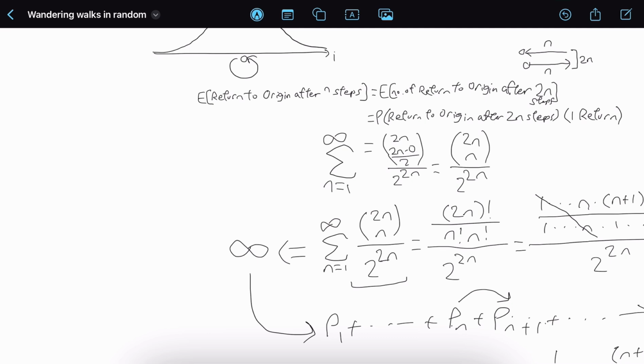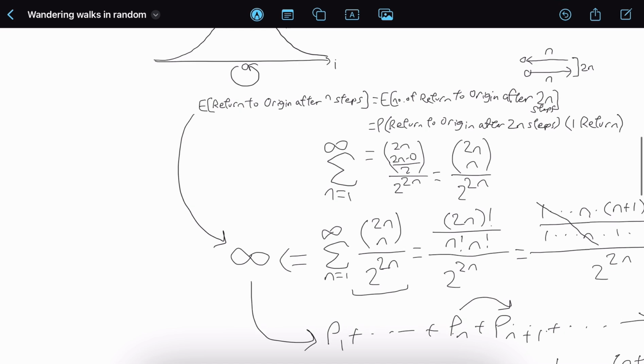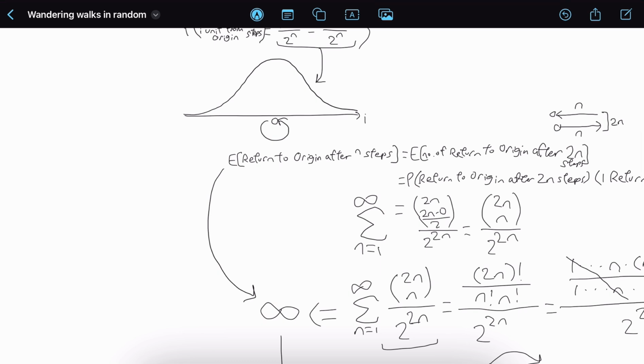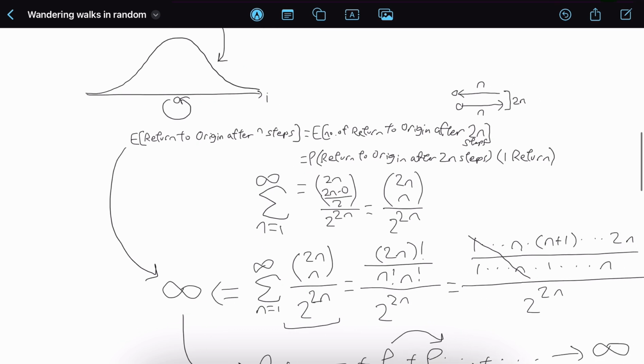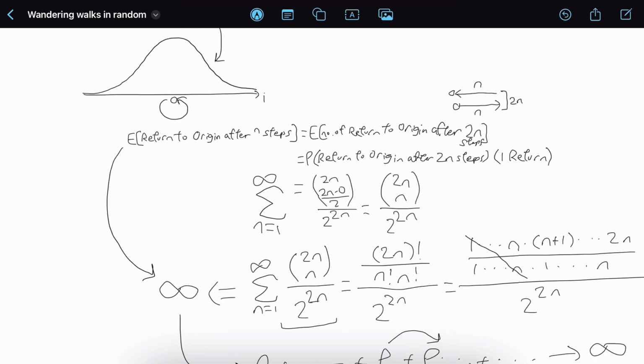And what this means is that the expected number of returns to the origin in this case is infinite. Therefore, the expected number of times we return to the origin is infinity. If we are walking randomly on a line, we expect to return to our starting position infinitely many times.